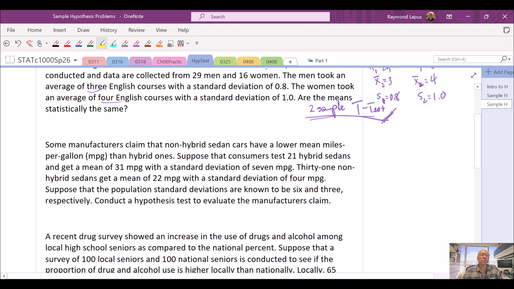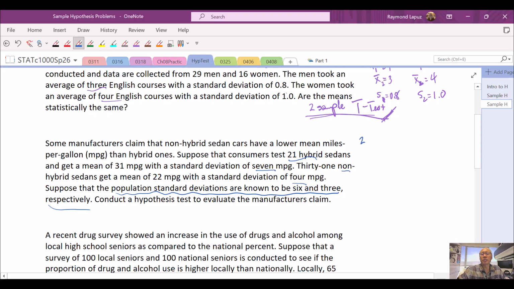All right, let's go to the next problem. Some manufacturers claim that non-hybrid sedan cars have lower mean miles per gallon, MPGs, than hybrid ones. Suppose a consumer tests 21 hybrid sedans and got a mean of 31 and a standard deviation of 7. 31 non-hybrids get a mean of 22 and standard deviation of 4. Suppose the population standard deviations are known to be 6 and 3 respectively. Conduct the hypothesis test.